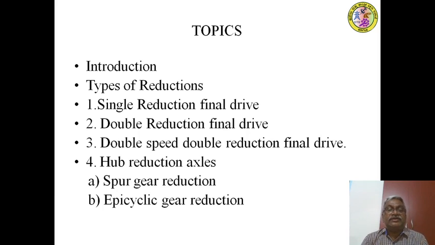In the last session, we discussed the introduction to final drive, and different types of final drive reductions such as single reduction final drive, double reduction final drive, double speed, double reduction final drive. In this session, we are going to discuss different types of hub reduction axles. In that, one is spur gear reduction hub axle and another one is epicyclic gear reduction.